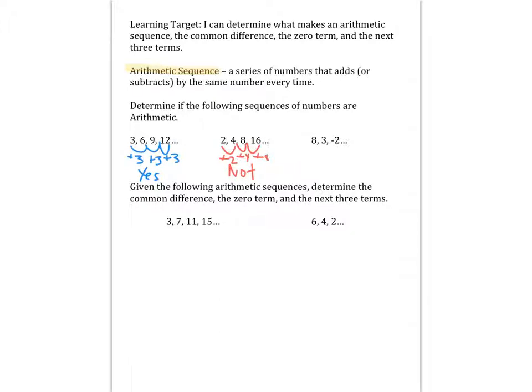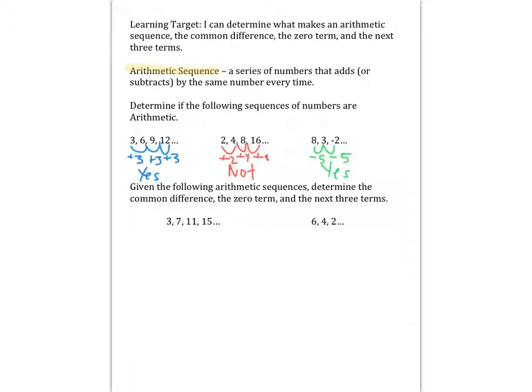This last example here, 8, 3, and negative 2. Between 8 and 3 we're subtracting 5, between 3 and negative 2 we're subtracting 5. So because we are subtracting 5 between each term in this sequence, the same number each time, this would be considered an arithmetic sequence.